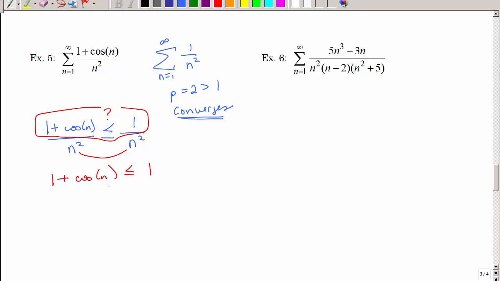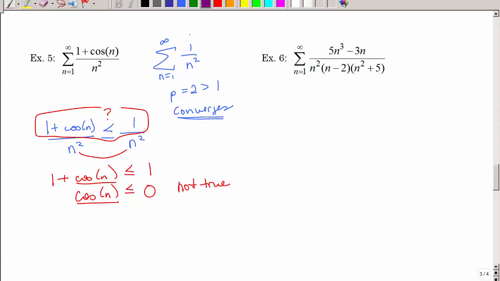Well, if I subtract 1 from both sides, is that true? No. Cosine goes from -1 to +1, so it's not always going to be smaller than 0. So this is not true. So the direct comparison test really didn't work for us. Or did it? Think about the cosine of n. Could I make that change somehow to make it true?